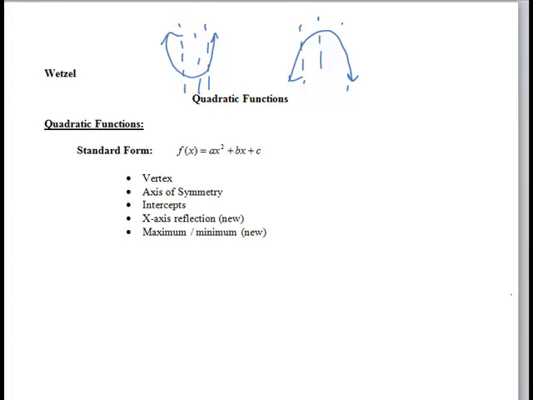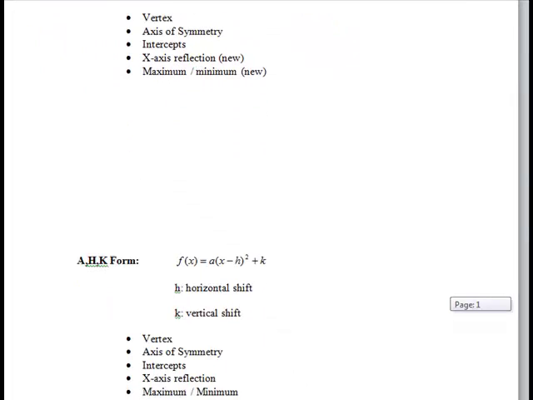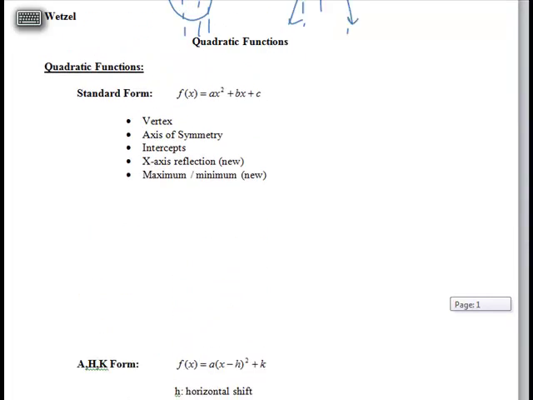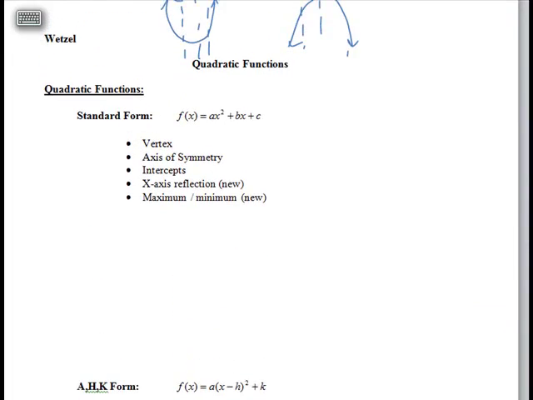Whether they're in standard form, AHK form, they can certainly be written as functions. So we can still find the vertex, axis of symmetry, intercepts, and so forth. But we're going to introduce a new term for something we've already been working with or discussing. For instance, for a parabola, we just said it can either open up or down.